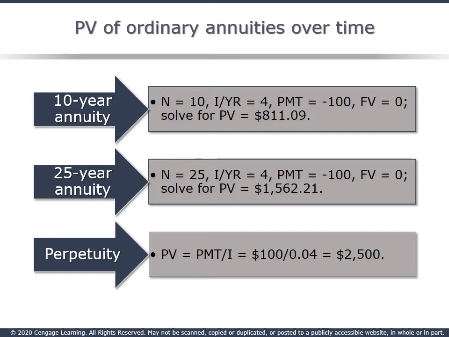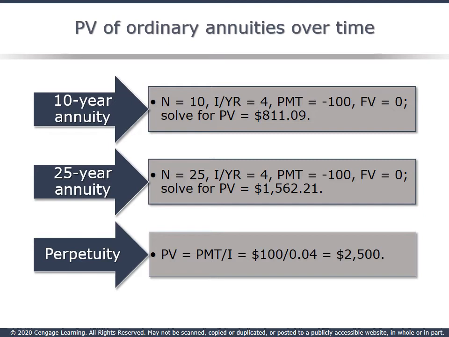There are a couple more problems. What if we change the N to 10? So we would receive 10 $100 payments. We want to know what is that series of payments worth today. Then a 25-year annuity where N is 25. We receive $100 payments every year for 25 years. What is that worth today?